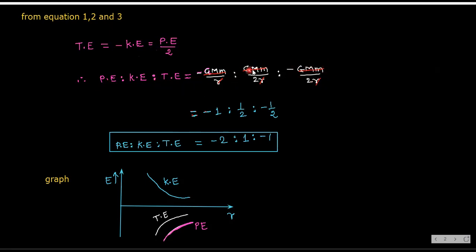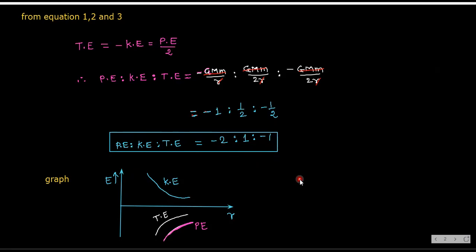So GMm cancels. R also cancels. Here it is minus 1 is to 1 by 2 is to minus 1 by 2. Now if I multiply with 2, I am getting minus 2 is to 1 is to minus 1. This is the ratio of potential energy to kinetic energy to total energy. So what is the ratio? Minus 2 is to 1 is to minus 1.